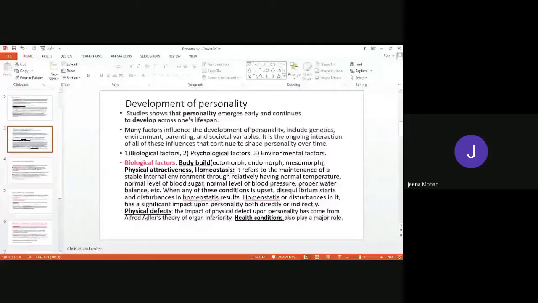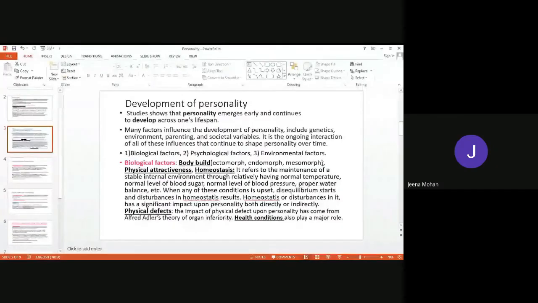Definitely, they need a masculine structure. Then they have to be very active and courageous. Only then can a person be a criminal. Okay, so this theory we can call the somatotype theory.